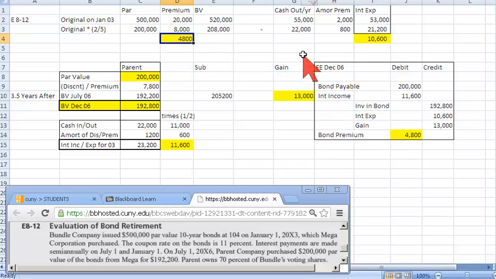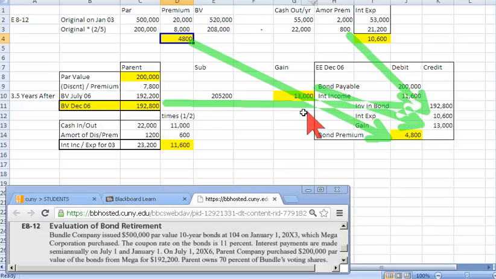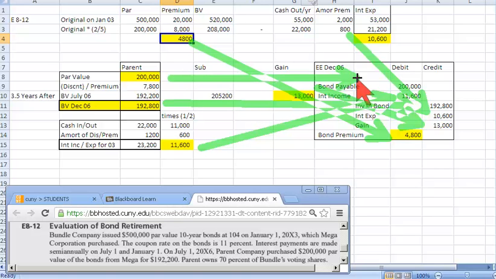Okay. So we have the premium that's remaining. We have the gain that we credited. We have the interest expense that we need to cancel. We have the investment in bonds, which we need to cancel. We have the interest income, which we need to cancel. And we have the original bonds payable, which we need to cancel.